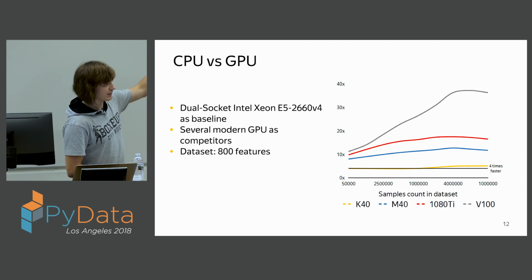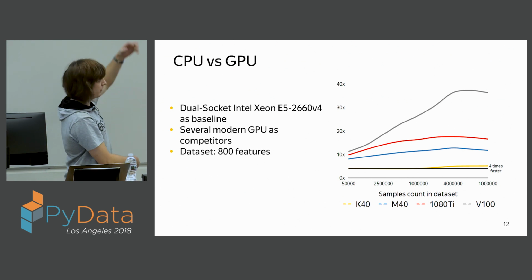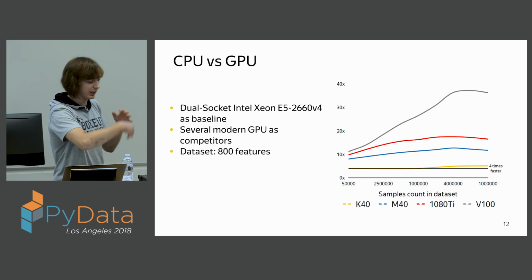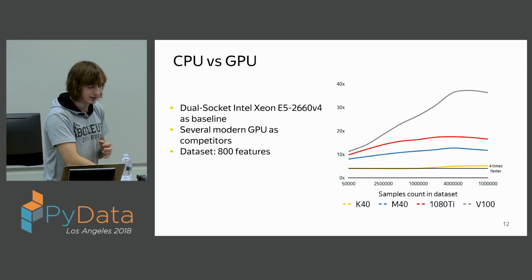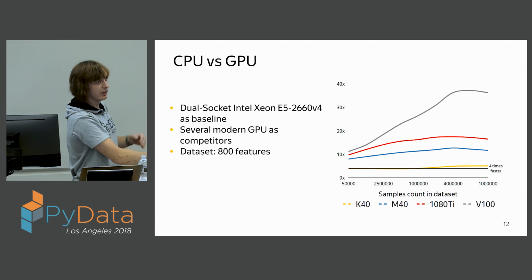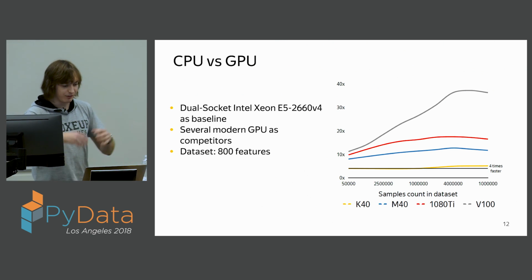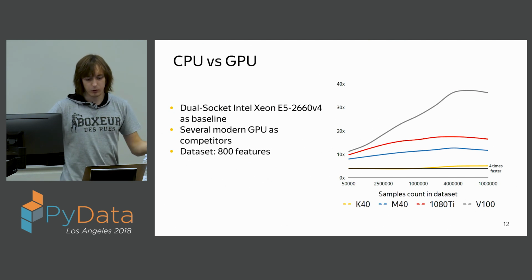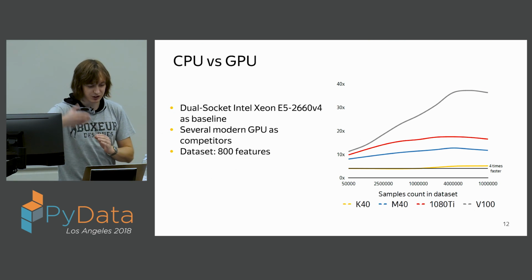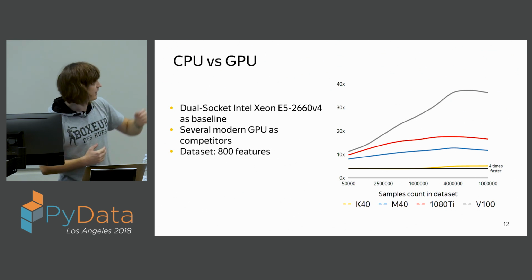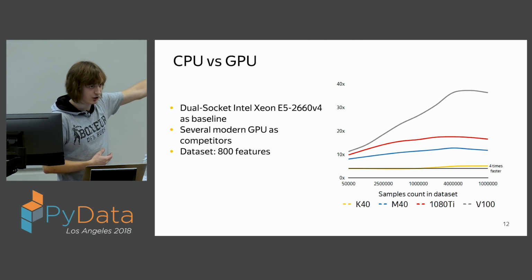On the x-axis there is the number of samples in the datasets, and we've fixed the number of features. We have dense numerical datasets with 800 features and different numbers of samples. The more samples you have, the bigger the difference between GPU and CPU will be. And if you have approximately 4 million samples, then GPU will show the best results. It will be almost 40 times faster than CPU, on the most powerful NVIDIA GPU.